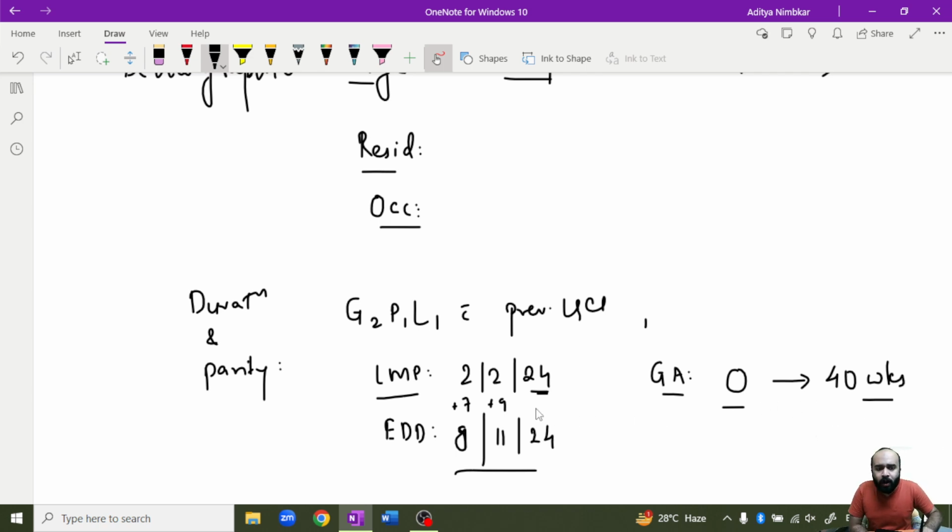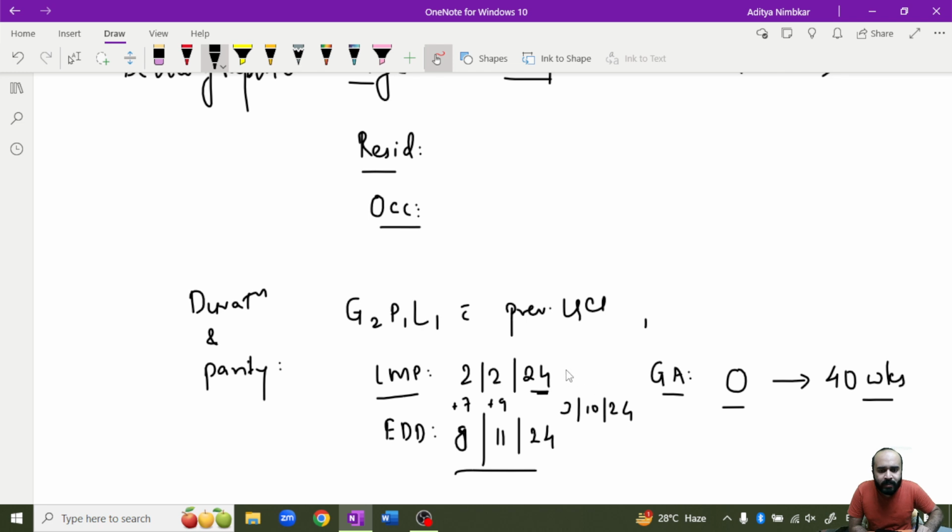So I have two ways. Either I can measure from 2nd of February to the 8th of November and know what is the gestational age, or I can go reverse. I can come back from this date to this date and calculate what is the difference. Now what do I intend to say here? Now what is today's date? Today's date is 3rd of October. So today's date is 3rd of October 24.